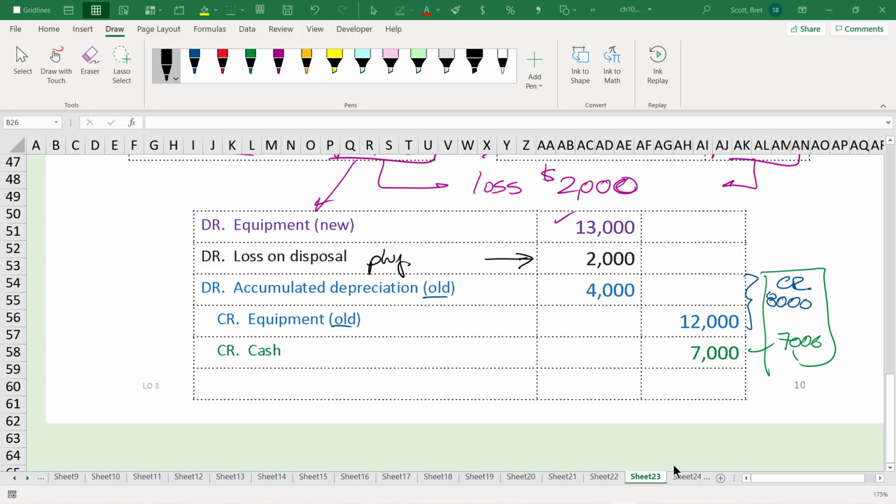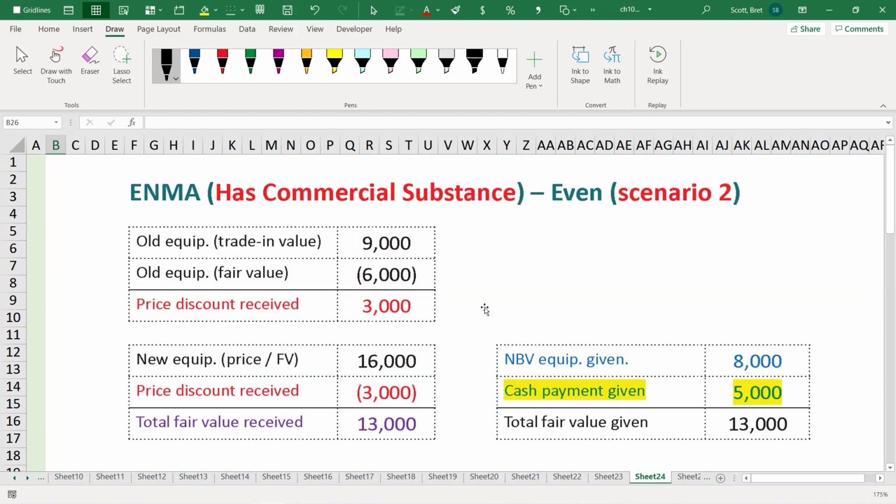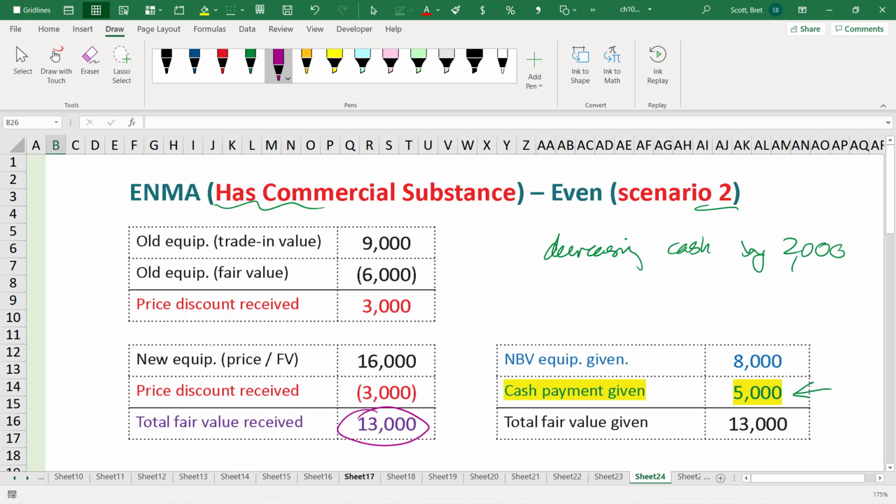So now what I want to do is compare that to some other transactions. Similar facts, but I'm going to change one number in this case. So let's go to the next tab here. I've got a situation where, again, it's scenario 2 with commercial substance, but what I've changed here is I've brought the cash payment down from $7,000 to $5,000. So it's a decrease. I'm decreasing cash by $2,000.